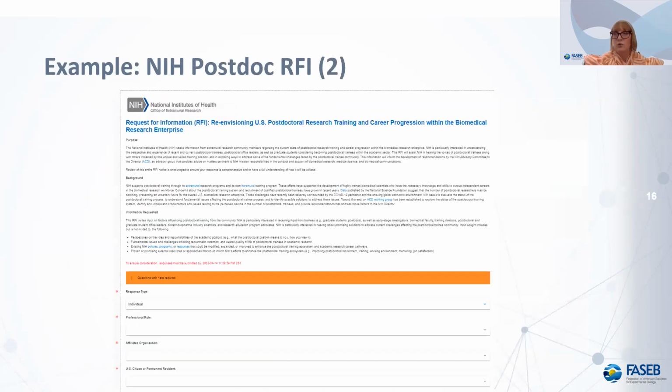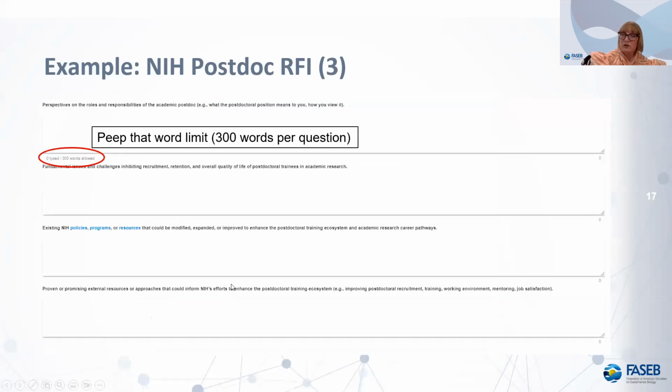And here is the actual web form that is cited in that NIH guide notice. This is half of the page. You see that they reiterate the purpose of the RFI, give you the background, and then the questions. So there are some questions that are required. Are you representing an individual or an organization, the professional role? These all have to be checked for the form to be activated.